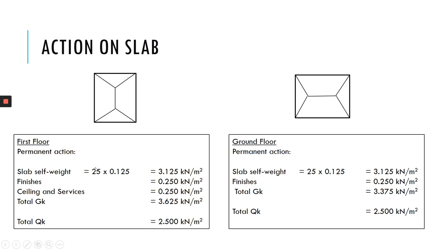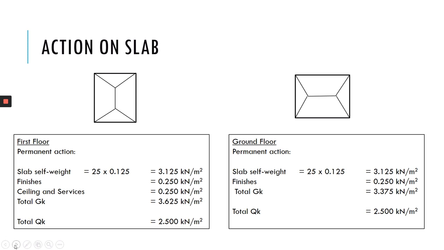Okay, the slab self-weight is equal to 25 times the thickness of the slab. For the ground floor, the permanent action on top of the slab of ground floor is only slab self-weight and also finishes. There is no shielding and services for the ground floor.